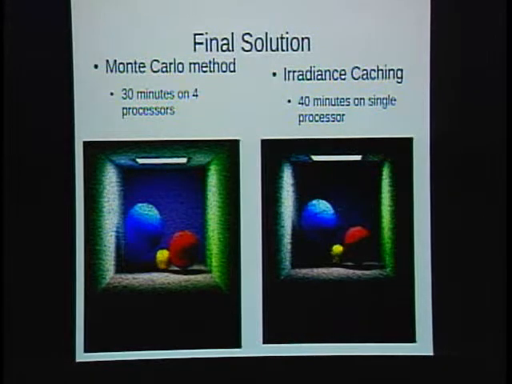The one on the left is using the Monte Carlo method, and they're both 512 by 512 images, except the one on the right took a lot less time. The one on the left was parallel processed on my computer with 4 processors, while the one on the right was only on 1 processor, and it was comparatively faster.